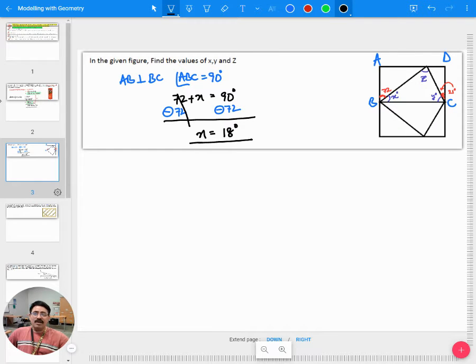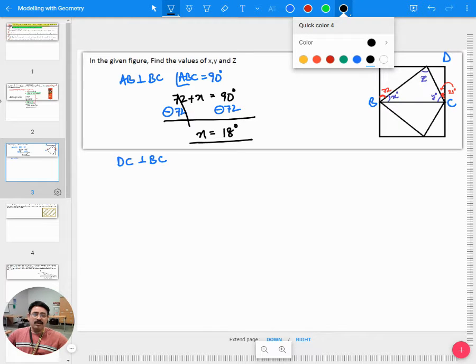Now, the second part of the question. In the same way, I see that DC is perpendicular to BC. Please see that again, another L shape, DC and BC. Therefore, that is 90 degrees.